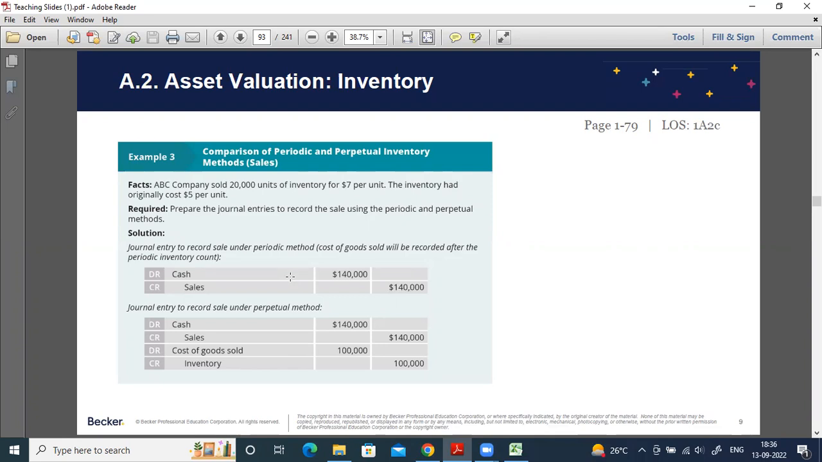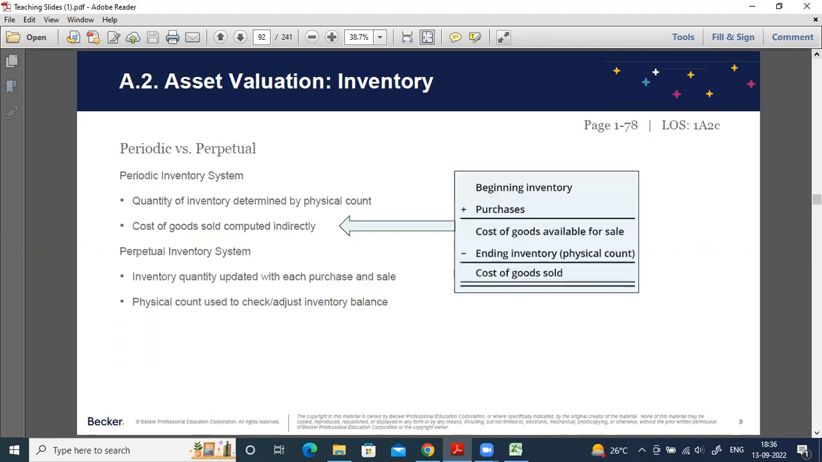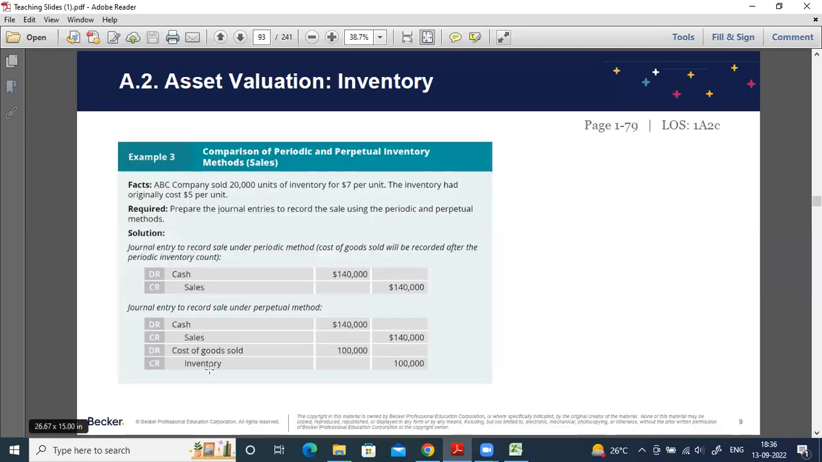But if it is a perpetual method, it clearly says whenever there is an updation to the inventory, whenever there is a purchase and sale, you should compute the cost of goods. That is the reason here we showed the cost of goods. Because in case of periodic method, it will be done only at the end of the year. But in case of perpetual, every time whenever you purchase or sell, you need to record the cost of goods. I hope I am clear on this. Yes, sir.